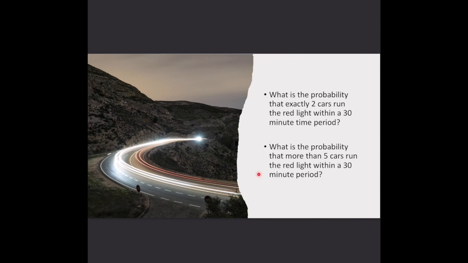And the questions that we can now answer based on our Poisson distribution are, what is the probability that exactly 2 cars run the red light within a 30-minute time period? And what is the probability that more than 5 cars run a red light within a 30-minute time period? And if you'll notice, this 30-minute time period is what we call the area of opportunity. And that's what separates the binomial from the Poisson. Poisson has an area of opportunity, which could be time, it could be an area of space. That's what makes it different.